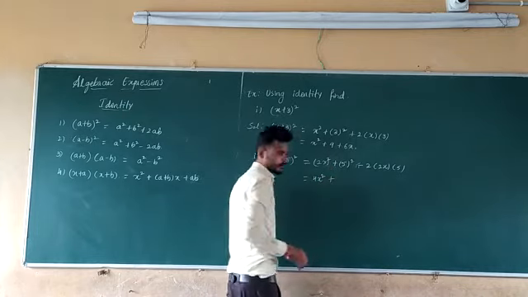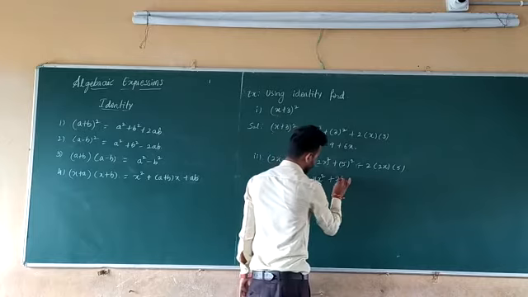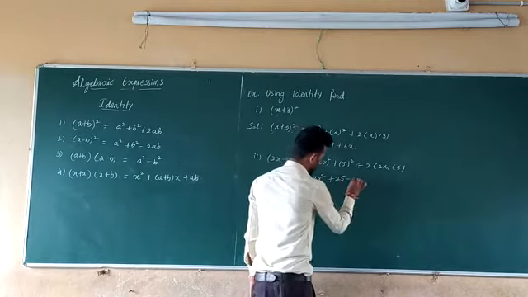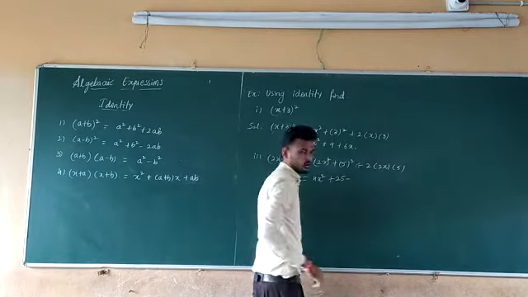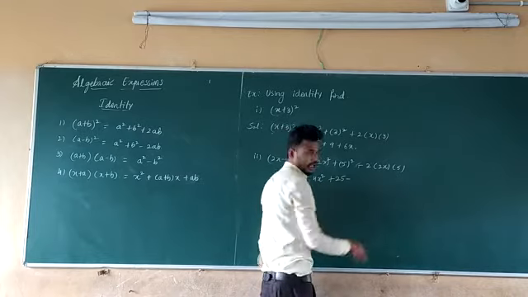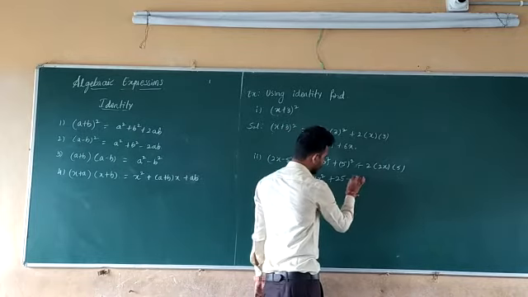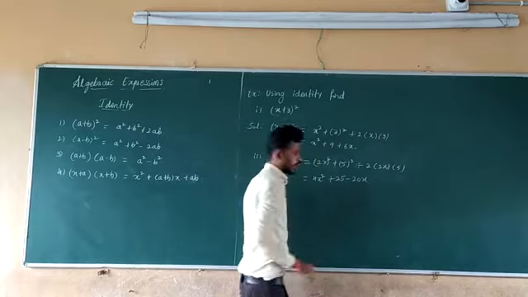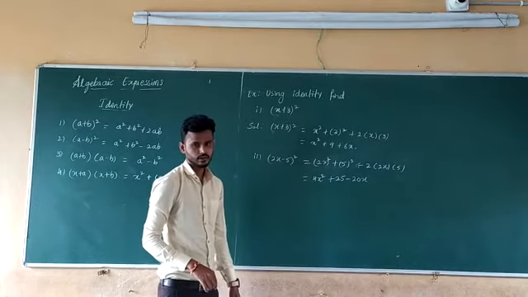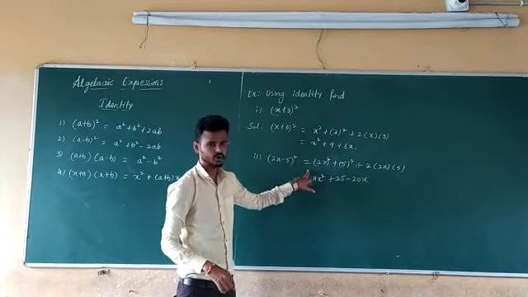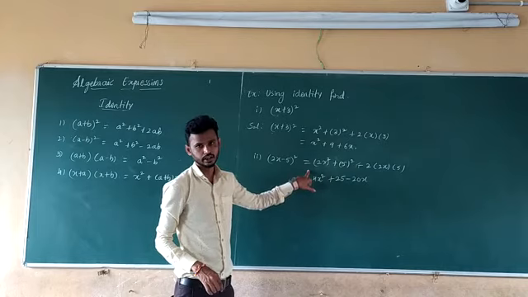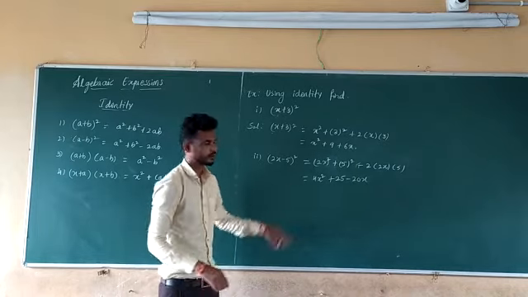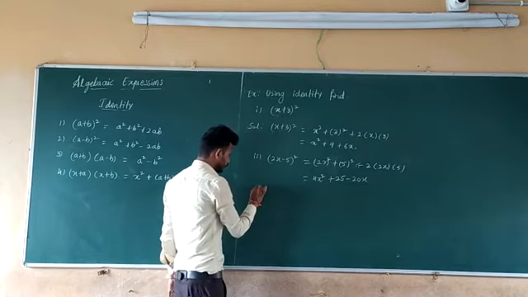Plus 5 square, which is 25, minus 2 into 2 which is 4, 4 fives are 20, 20 into x, 20x. So this is by using the second identity, (a - b) whole square. Next, the third one.